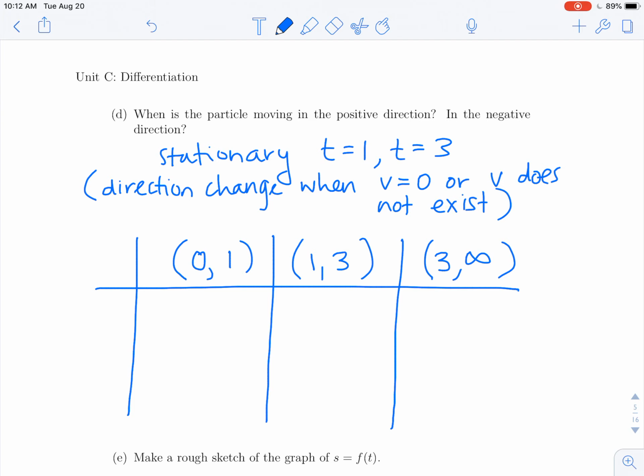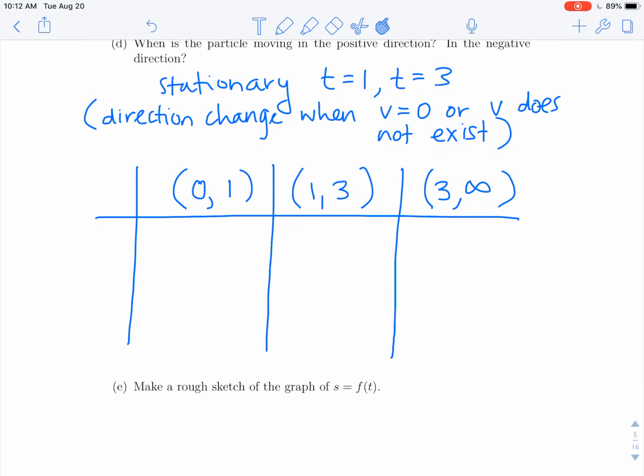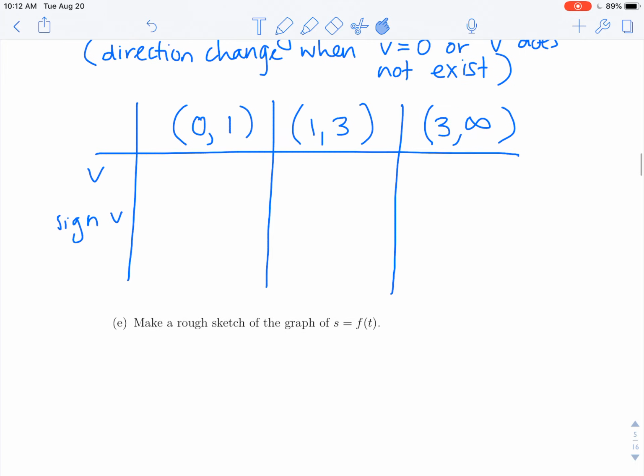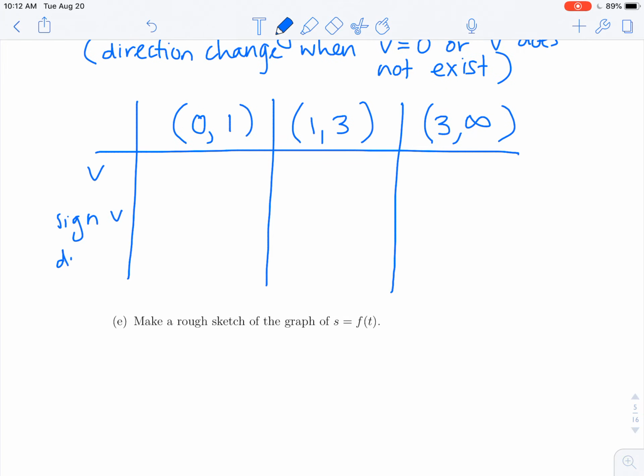And so what we need to do is test a single value within each time interval. Here also, it will help us that we've factored our velocity. So we're going to make a chart, plug something into v, look at the sign of it, and that's going to tell us the direction of motion. So the direction of motion of the particle, which is what we ultimately want.